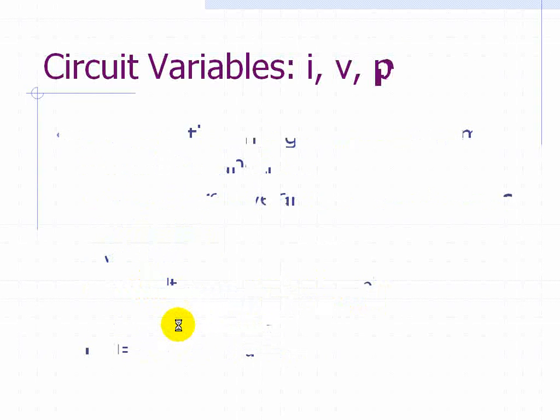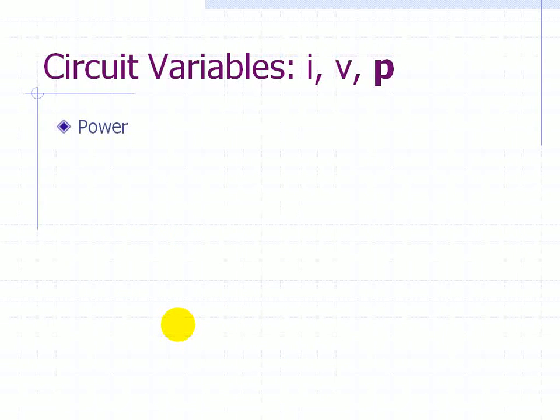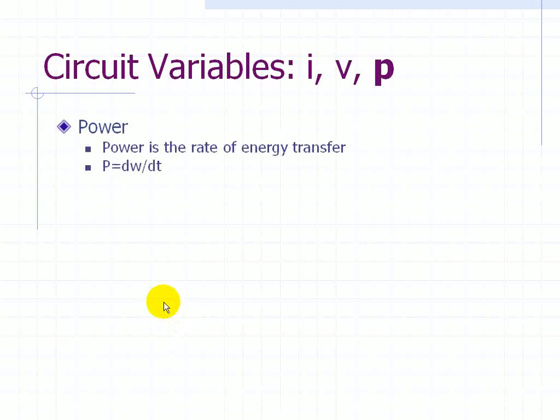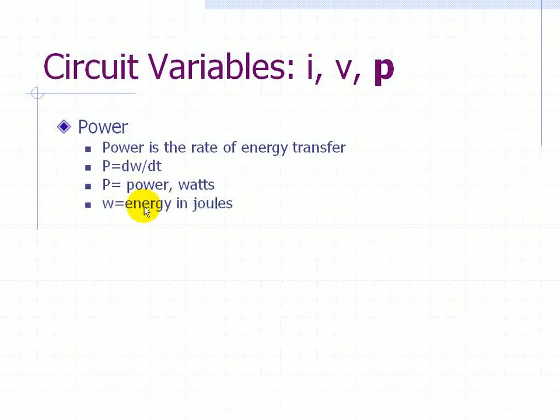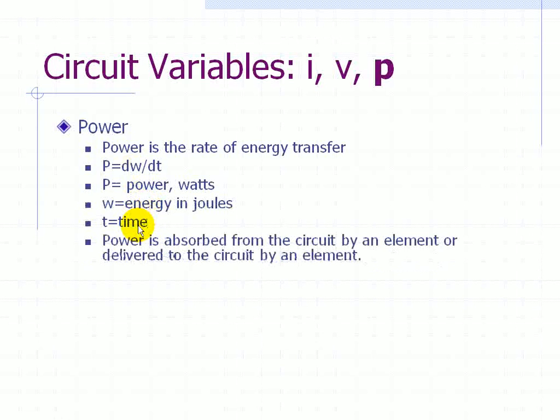Our final circuit variable is power, and it's related to the previous two variables. Power is the rate of energy transfer, so it can be expressed as a derivative: the amount of energy given per unit time. W is in joules, and t is the time. So power is joules per second.